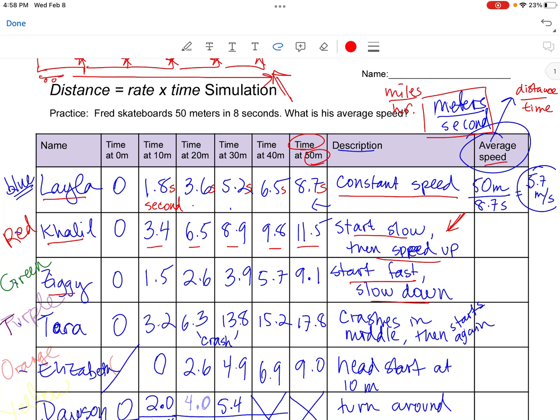So to get the average speed, the speed of the whole ride at the end of the 50 meters, we took the full distance, which was 50 meters for most of the riders. A couple people, I had them do something different. And then we divided by the full time. So for Layla's situation, it was 8.7 seconds. We used a calculator, and that turns out is 5.7 meters per second. So that was Layla's average speed.